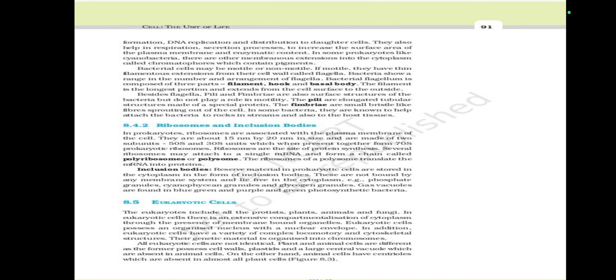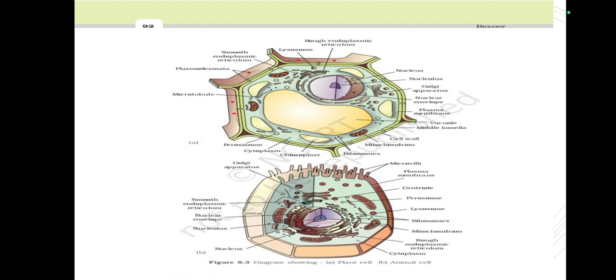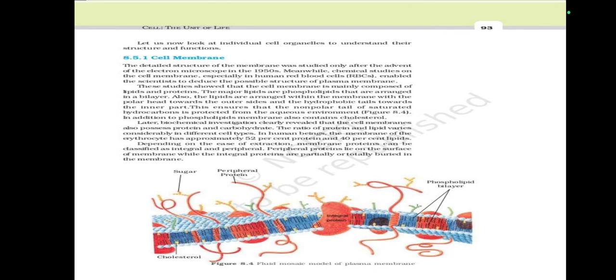All eukaryotic cells are not identical. Plant and animal cells are different, as the former possess cell walls, plastids, and a large central vacuole, which are absent in animal cells. On the other hand, animal cells have centrioles, which are absent in almost all plant cells. Figure 8.3 is a diagram showing a plant cell and an animal cell. Let us now look at the individual cell organelles to understand their structure and functions.